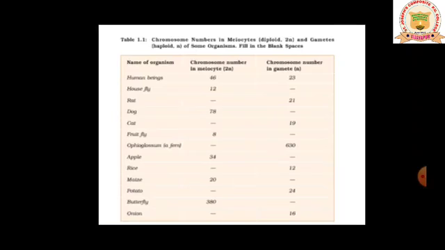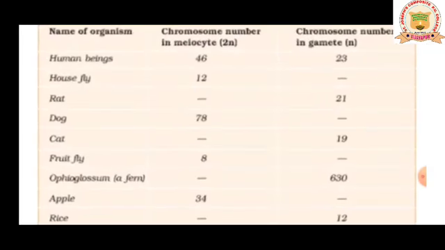Now there is a picture in front of you which shows the chromosome number in meiocytes. My dear students, you should know what meiocytes are. In a diploid organism, an organism containing double the number of chromosomes, 2n, specialized cells are called meiocytes. These are the gamete mother cells which undergo meiosis. At the end of meiosis, only one set of chromosomes is present.